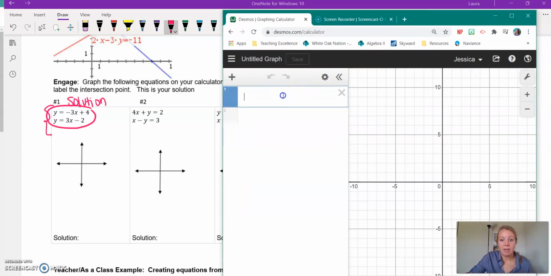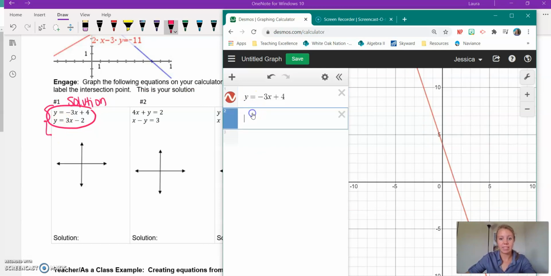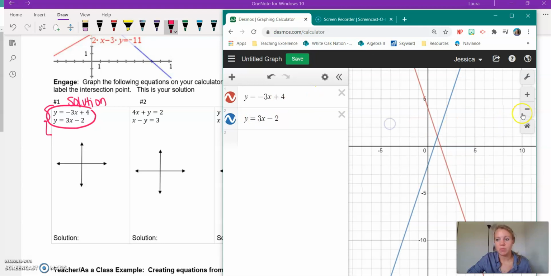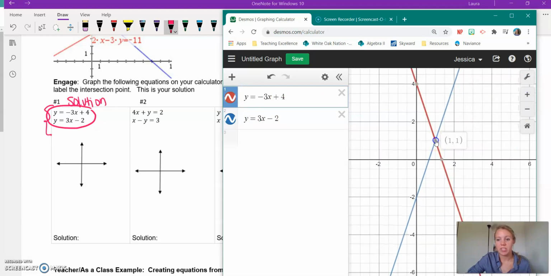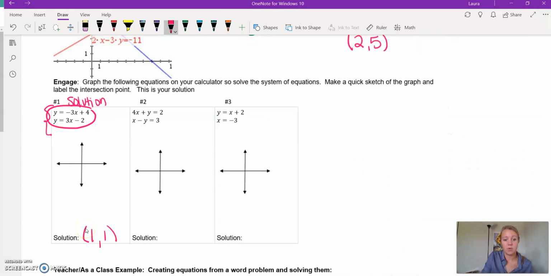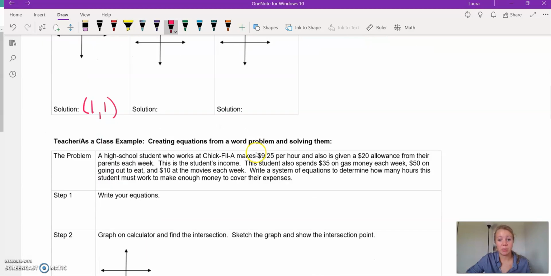On the calculator, I'm just going to type in these two equations just like I see them. y equals negative 3x plus 4. And then my second equation is y equals 3x minus 2. Once I graph these two equations, I can zoom out or zoom in if you don't see a part where they touch. But here is where those two graphs touch. So I'm going to click on the point where they touch, and I see that my answer is 1, 1. So 1, 1 is my solution. And that's it. Hopefully that's pretty straightforward and that you remember how to do that on Desmos.